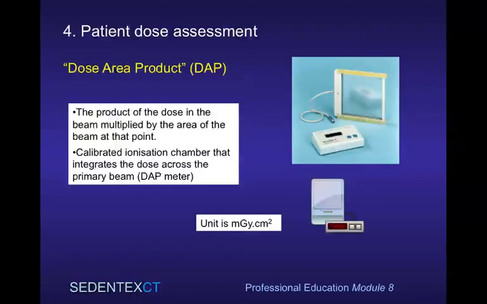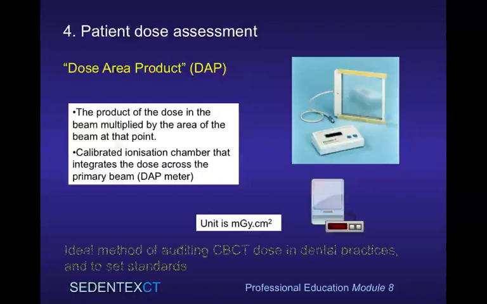Dose area product is, as its name suggests, the product of the dose in the beam multiplied by the area of the beam at that point. In order to calculate this, we use a calibrated special ionization chamber that integrates the dose across the primary beam. This is called a DAP meter. The unit of DAP is milligrays centimeter squared, as suggested by its definition. This is the ideal method of auditing cone beam CT dose in dental practices and to set standards.